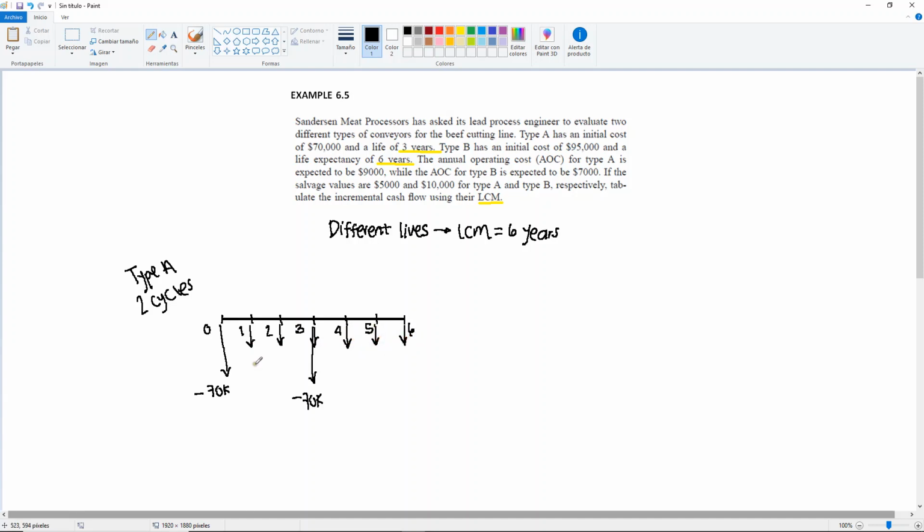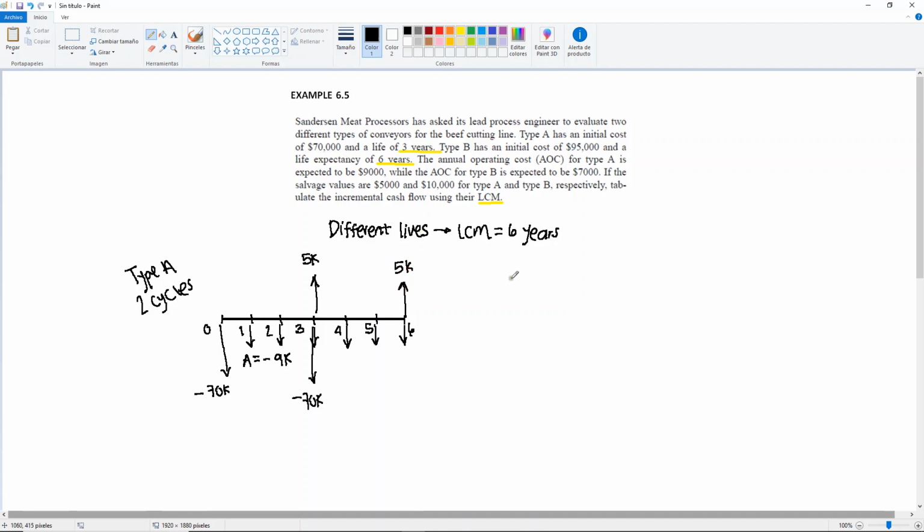That's going to be A equals minus 9,000. And then they talk about the salvage value for Type A. That's going to be 5,000. This occurs in year 3, and then again in year 3 of the second cycle, which in this case is going to be year 6. Okay, so we have Type A.